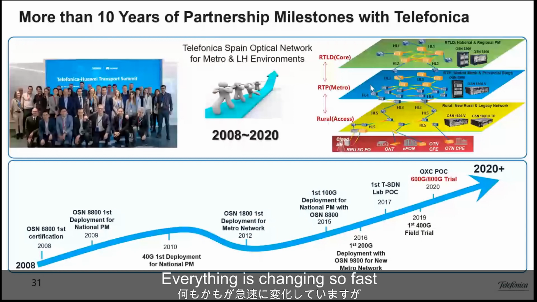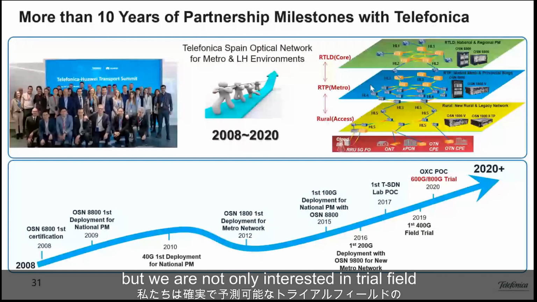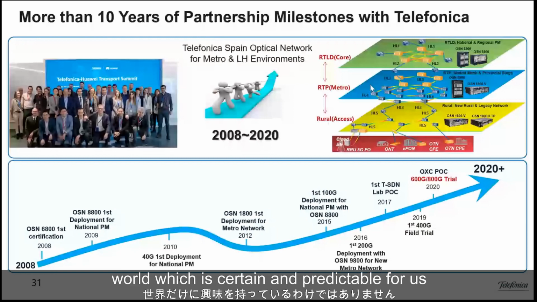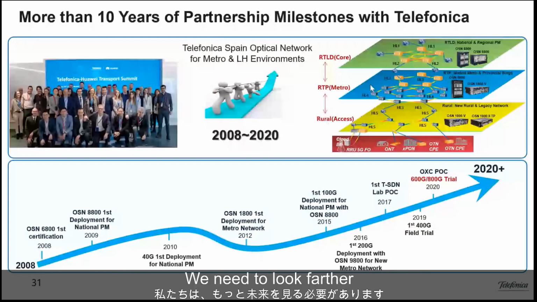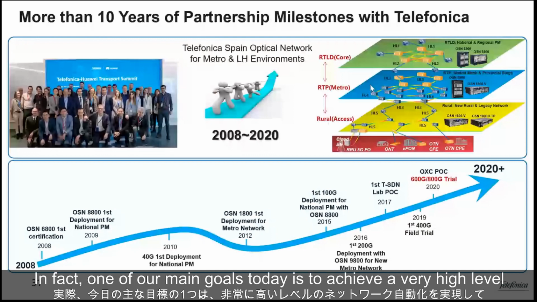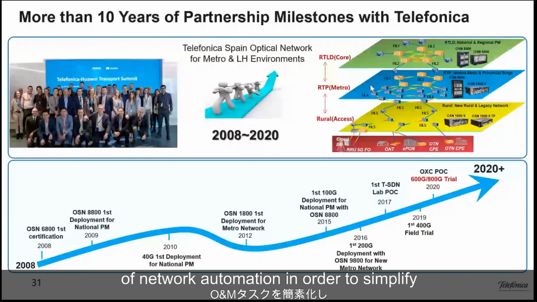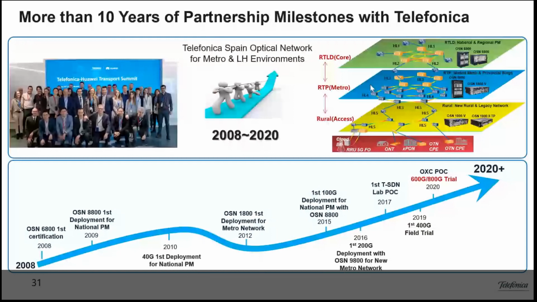Everything is changing so fast, but we are not only interested in traffic growth, which is certain and predictable for us. We need to look farther. In fact, one of our main goals today is to achieve a very high level of network automation in order to simplify and reduce the operation and maintenance tasks.